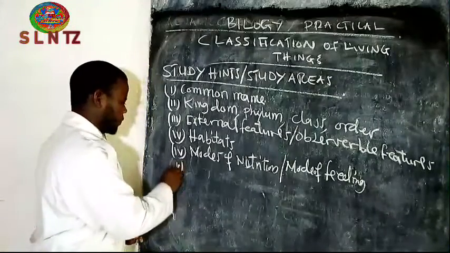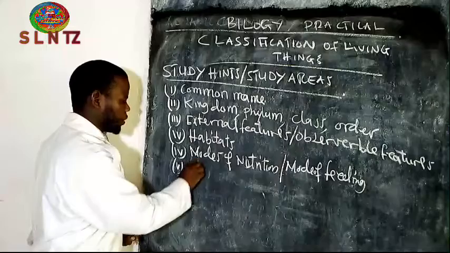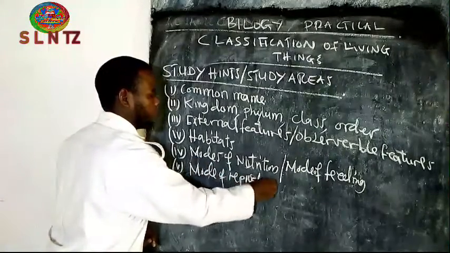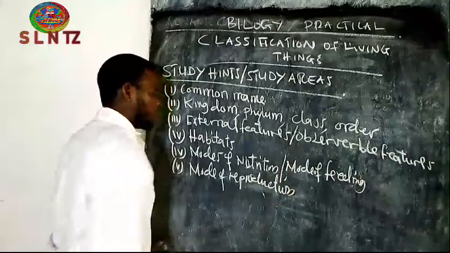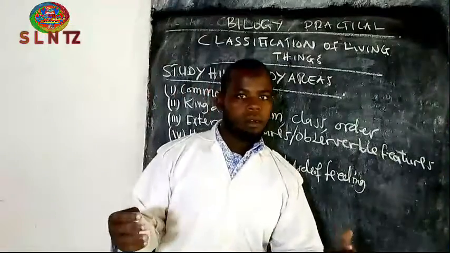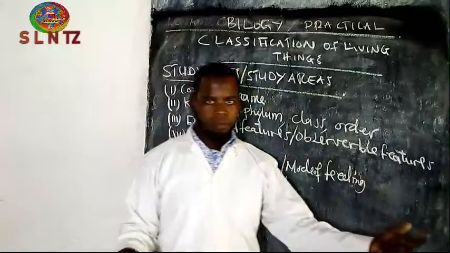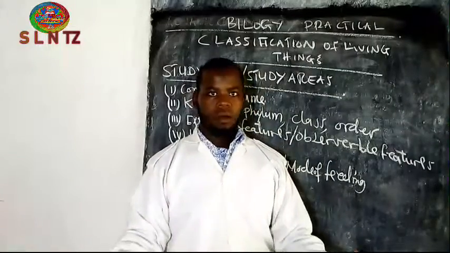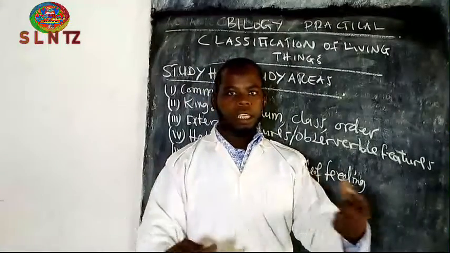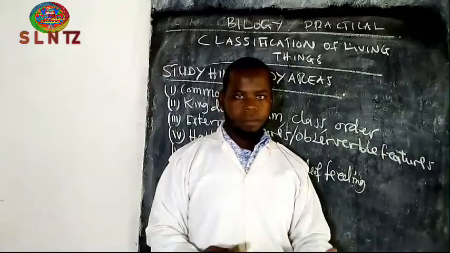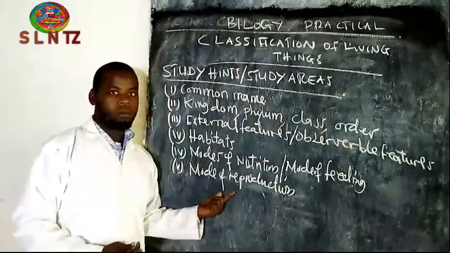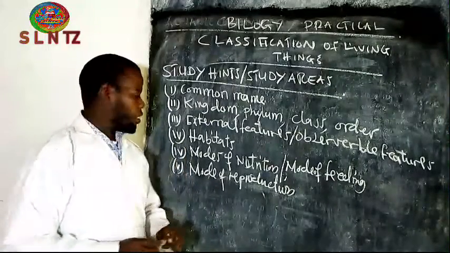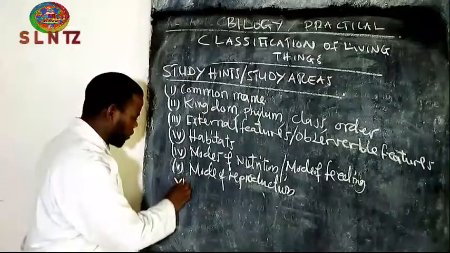Number 5, mode of reproduction. How does it reproduce? What is the mode of reproduction? Asexual, sexual reproduction, or it undergoes alternation of generations, or both sexual and asexual. You have to understand the mode of reproduction in your study.